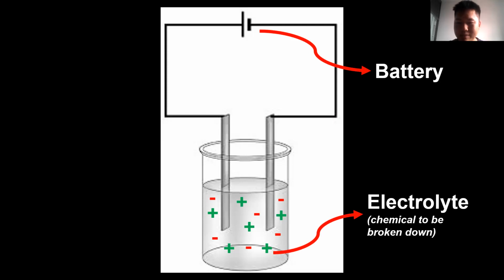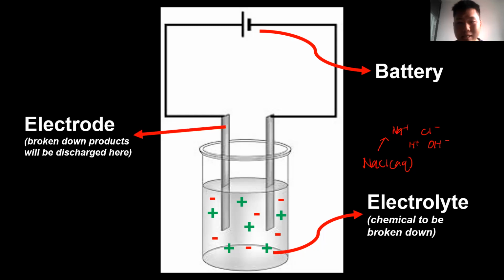Examples of electrolytes: we have aqueous sodium chloride, which contains a number of ions inside, for example, Na+, Cl-, H+, and OH-. This is a part I'll go into in depth in the later part of this course. To put it simply, the electrolyte is simply the chemical that you want to break down.